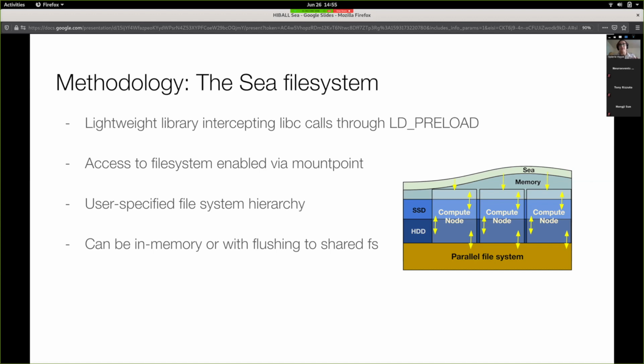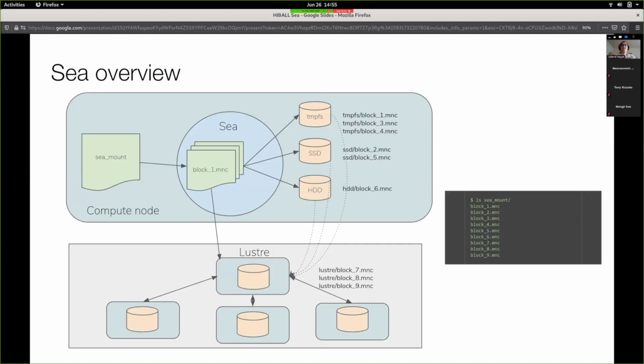So this is kind of what it looks like. You have your mount point, and it gives you a view of all the files within the system. But these files can be distributed across many file systems, such as TempFS and SSD. When you interact with the mount point, you'll see all your files, but you won't necessarily know where they are. So when you say open within the mount, you can be opening from TempFS, or you can be opening from SSD.